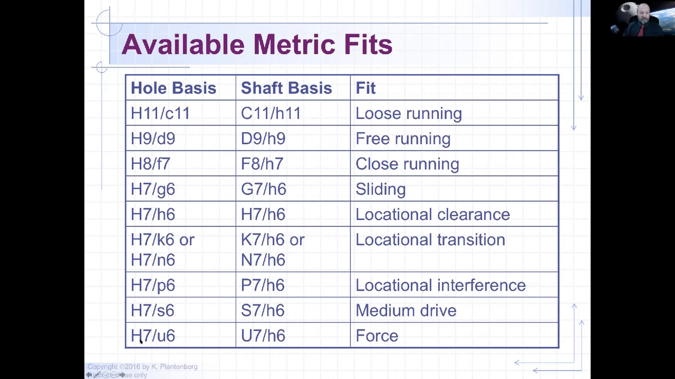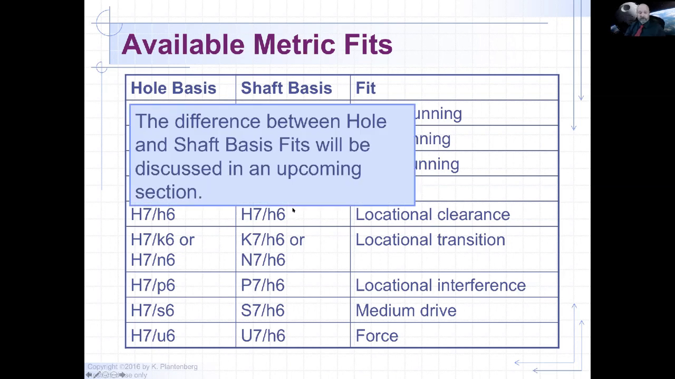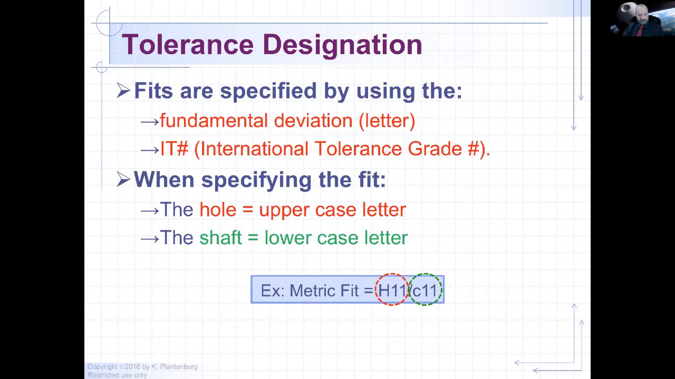So you might want really low IT numbers, which tells you how tight of a fit it is. Also, you don't want things too loose. If you have a shaft in a hole and it's got to rotate, you don't want it to wobble. So you might pick one of the close running fits, for example, or free running fits. And you can see the hole and the shaft can have different numbers. The difference between the hole and shaft basis fits is going to be discussed. All right, so here we go.